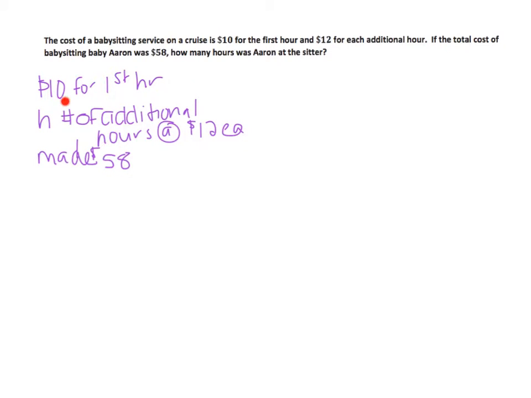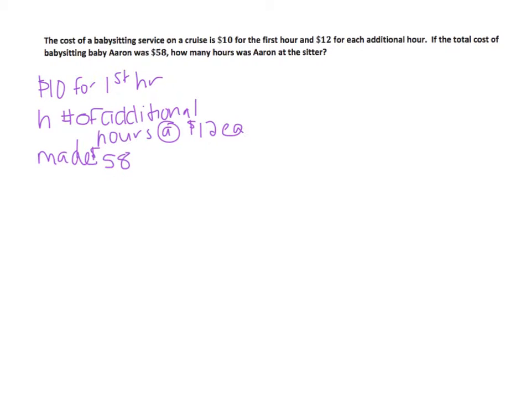Alright, so we know $10 for the first hour. H, what we're looking for is how many extra hours were there. So H is the additional hours at 12 each, and Aaron made $58 total.